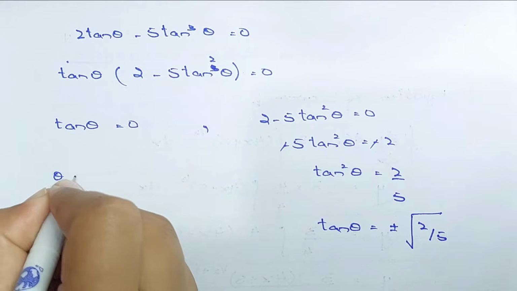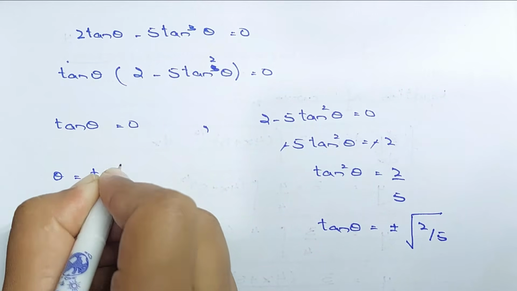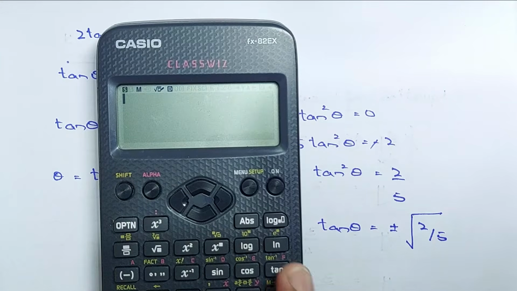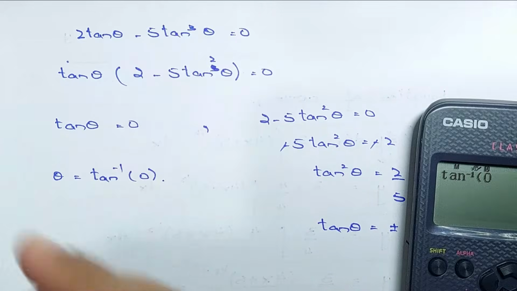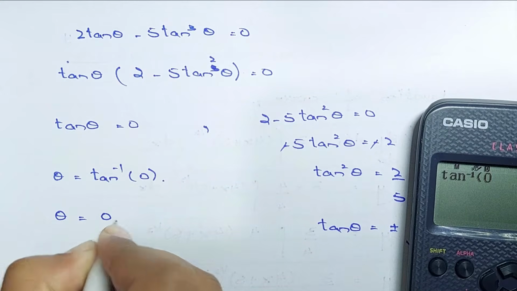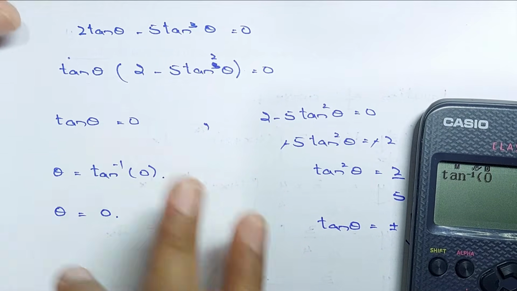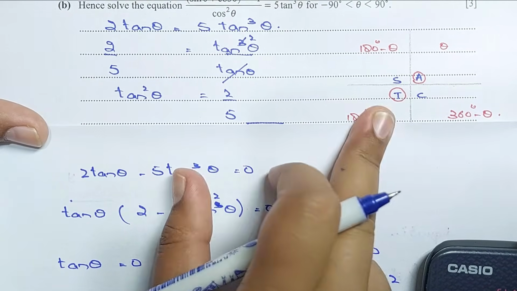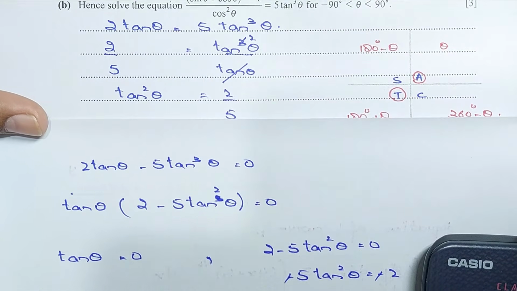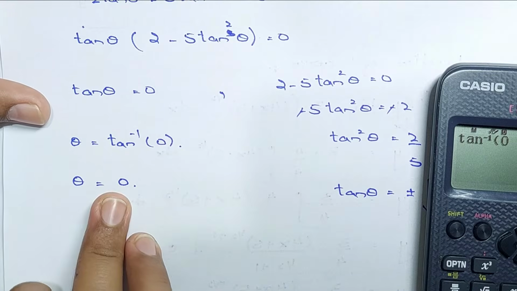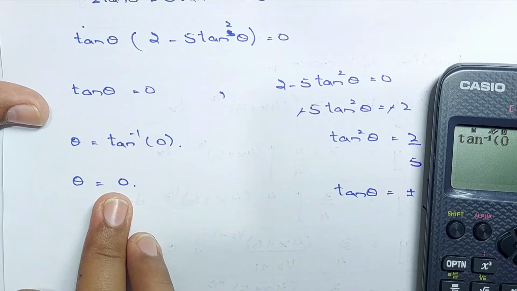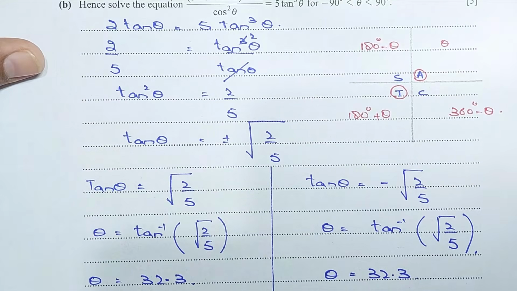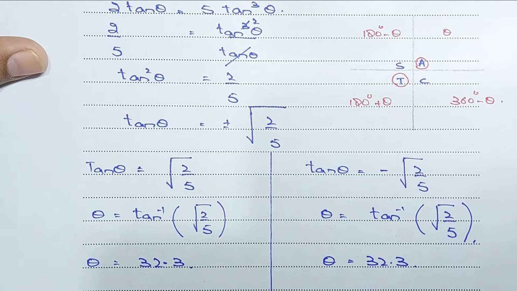So theta equals tangent inverse of 0, in degrees we are working. Tangent inverse of 0 is 0. So this theta value is 0, and tangent is also positive here, and 180 minus 0 plus 0 is 180, which does not lie in the domain we have been given. So we have solutions 0 and 32.3. This is the solution.